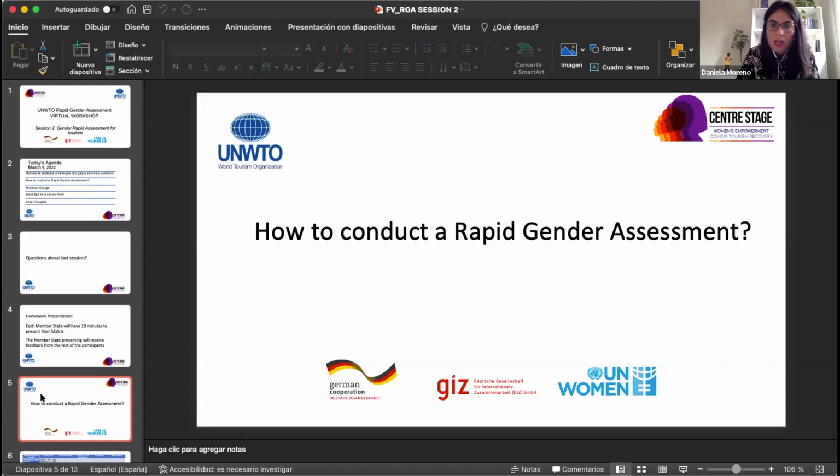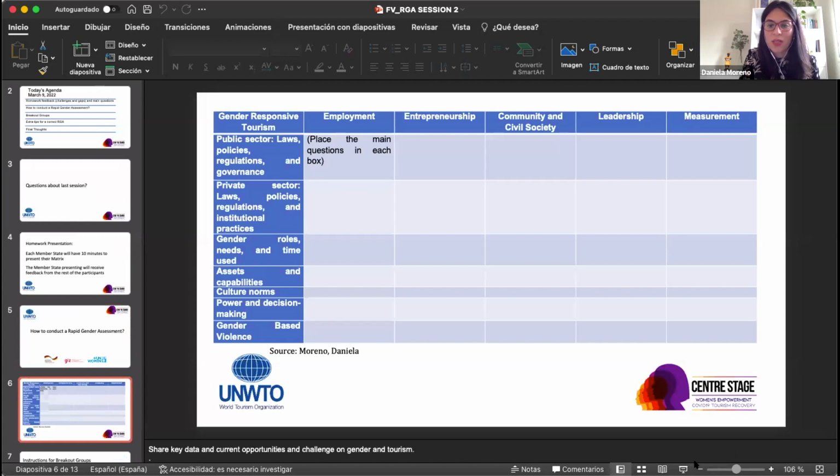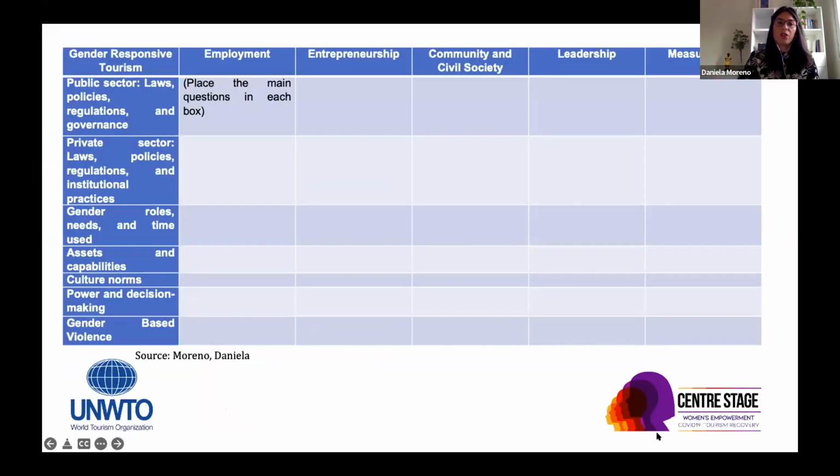So in this module, we have this very important question that we are going to answer. And in this module, you will learn the gender responsive tourism matrix, which is matrix number 2, and the most important elements related to it. So let me introduce you to the matrix. This is the second matrix that we are going to learn today. This matrix is a brand new matrix that was developed for this workshop, because this matrix is going to maximize the benefits of your rapid gender assessment in tourism.